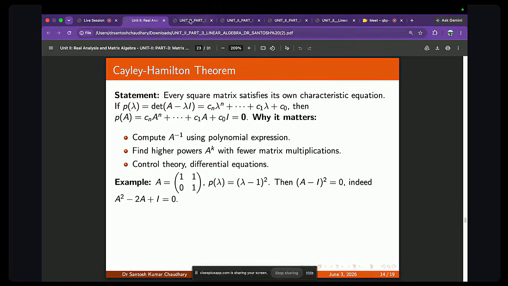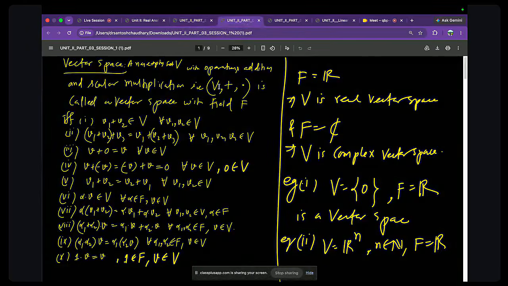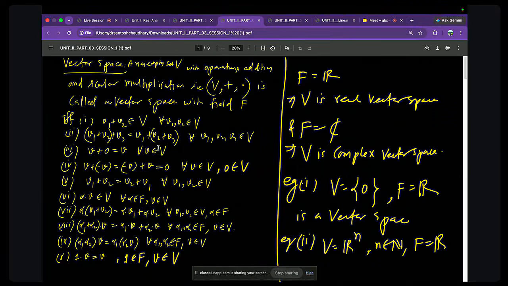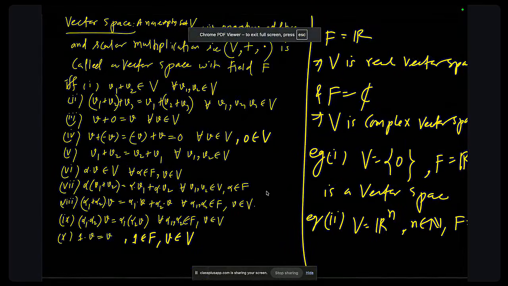If I look at the other PPT here, this is the one on vector space. I presented this one already, but I will present this one also. This is the class notes from my other lectures. Like I have defined already, a vector space V with two operations over a field F satisfies these 10 conditions.